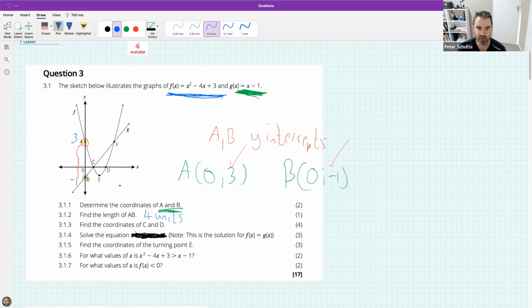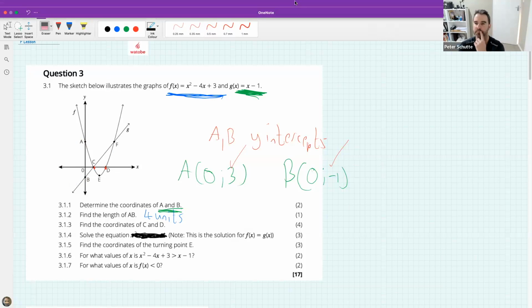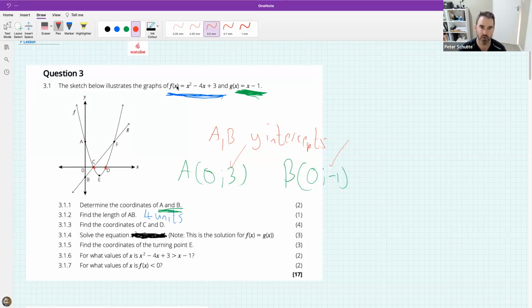That wasn't too hard. Now you have to find for me the coordinates of C and D. Now, before I let you go off and do that, what is special about C and D? What club are they part of? What do you have to be to get into the C and D club? Any ideas? They both lie on the x-axis and they're both x-intercepts. They're the x-intercepts of the graph F, or the parabola.